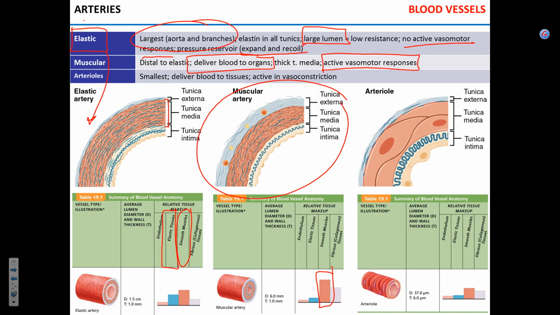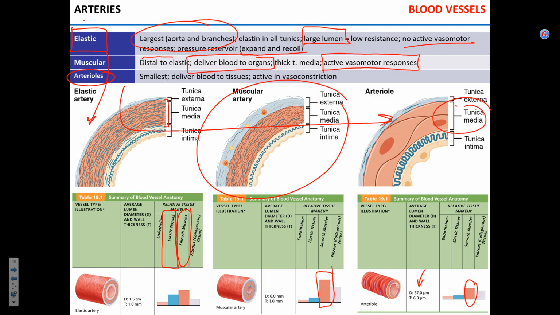Now the third type, the smallest arteries, are called arterioles. They're shown here on the right. They have thick tunica media with a good proportion of smooth muscle. They are small, about 30 to 50 micrometers in diameter. 37 is sort of an average size, but size varies.